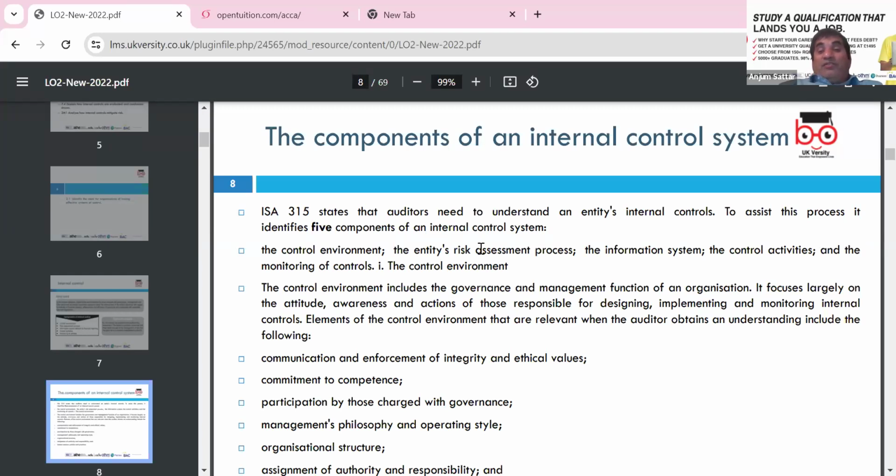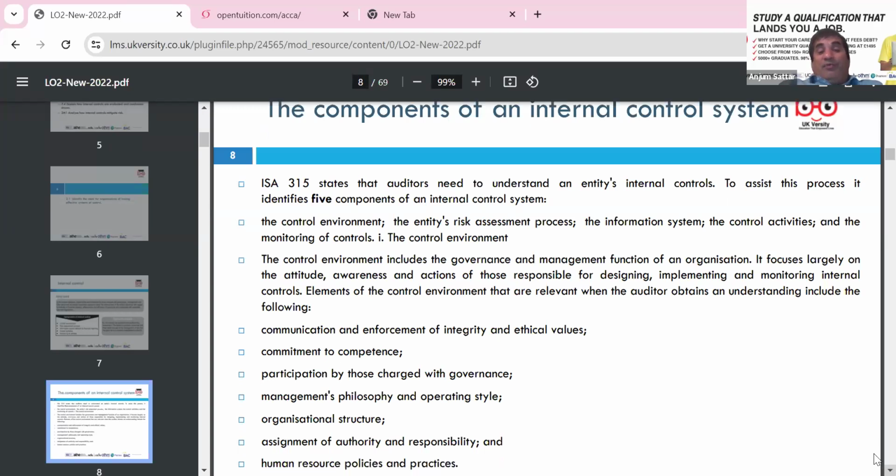So the management function of the organization focuses largely on the attitudes, awareness and actions of responsibility. Nowadays we use the word responsibility accounting. If you've been given a budget, what you achieved against the budget, what your role and responsibility are, you will be accountable against those. Implementing and monitoring the internal control elements of the control environment relevant when details are obtained. Understand the following: communication and enforcement of integrity. What does integrity mean? Honesty.